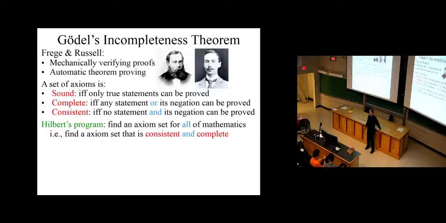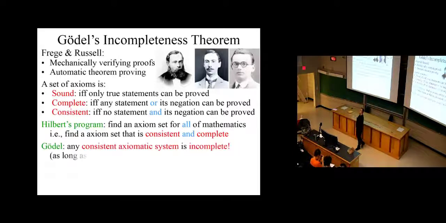And one of Hilbert's problems said, find a set of axioms that is both consistent and complete. In other words, everything that's true could be proven in this system of axioms. And he didn't ask whether there's such a thing. He asked to give such a thing. He assumed implicitly that such a thing exists.